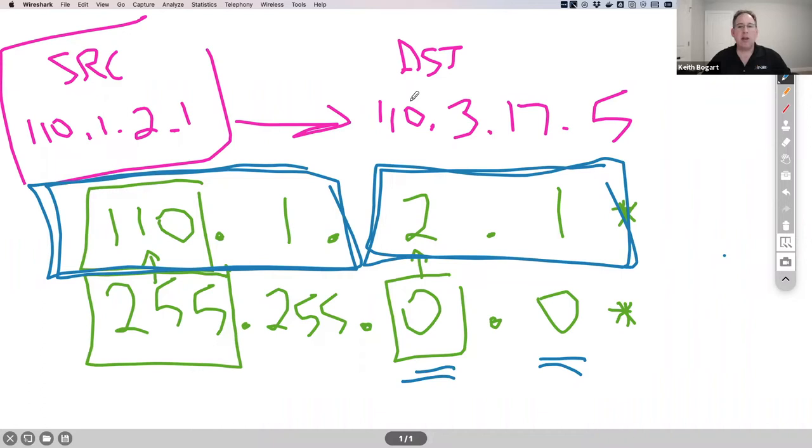So that's the purpose of the subnet mask. And every IP version 4 and every IP version 6 address has to have a subnet mask along with it. Otherwise, the device that contains that address has no way of knowing what portion of that address is the network that it's on, and what portion of the address is its own host identifier.